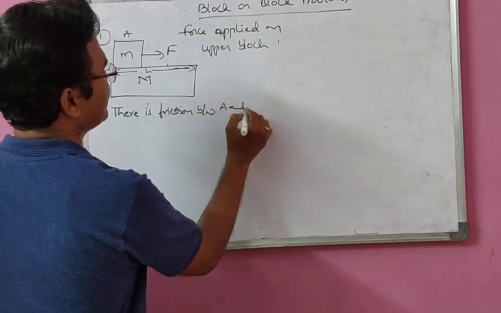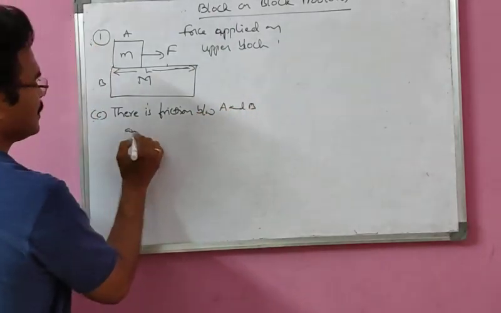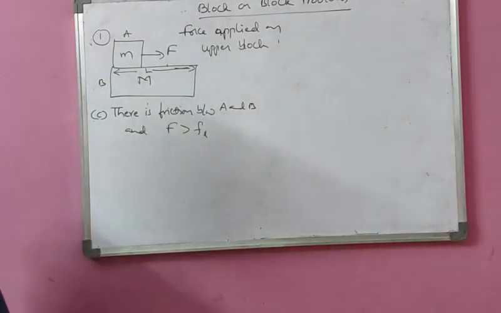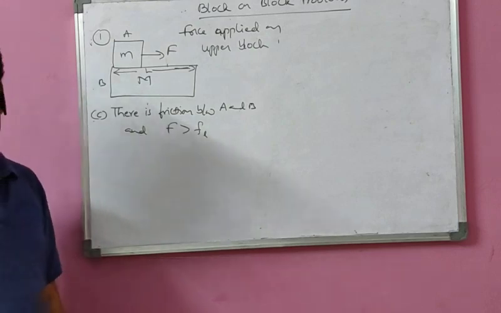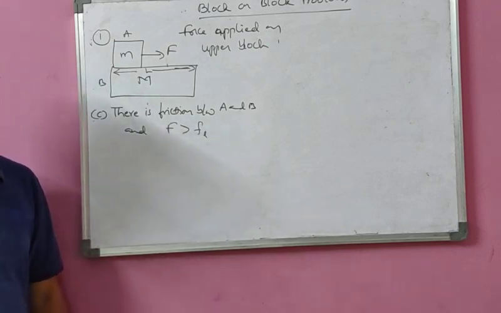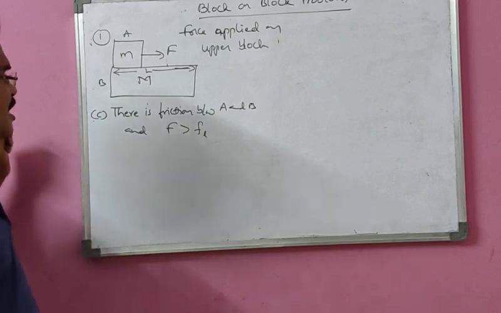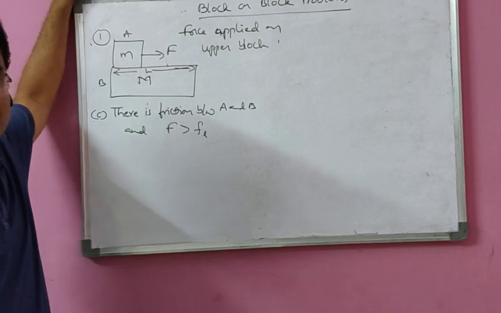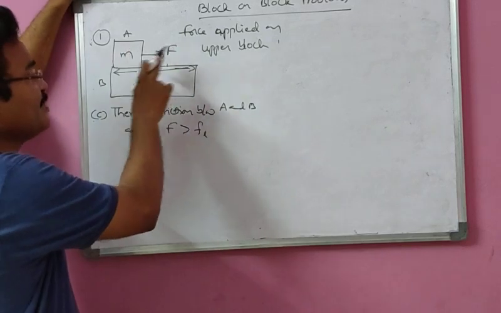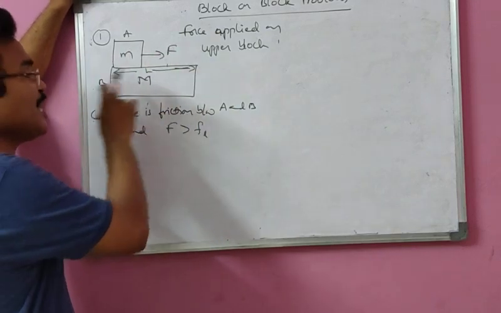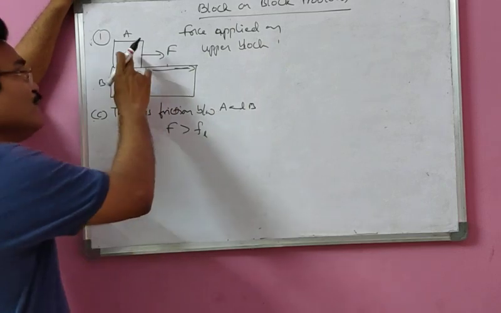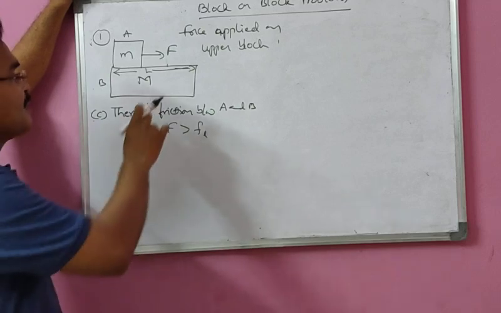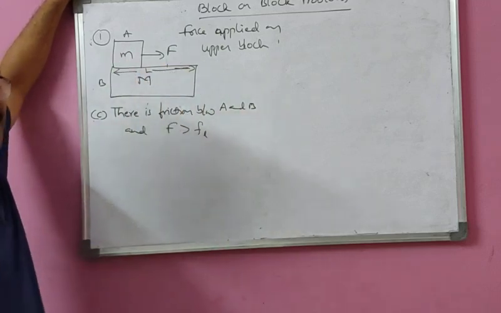There is friction between A and B, and F is greater than FL. That means applied force is greater than limiting frictional force. Then what happens here? To understand this one, in this case, the two blocks will move with different accelerations. Remember, this block A will slide over this one and also drag this lower block, but it will move faster than this one. The block A will move faster than the lower block, and both will have different accelerations.